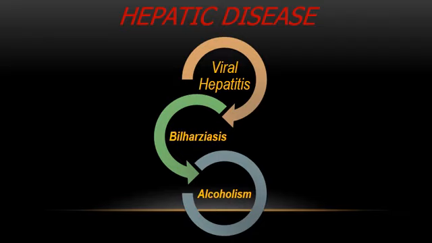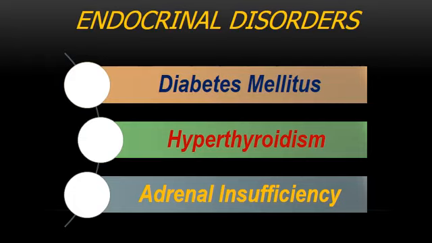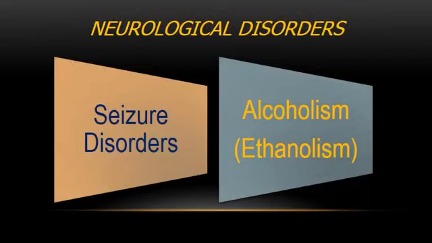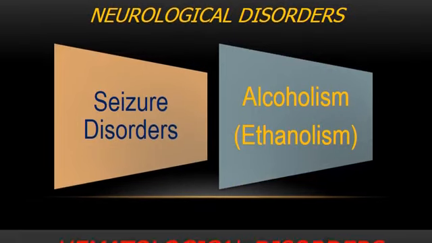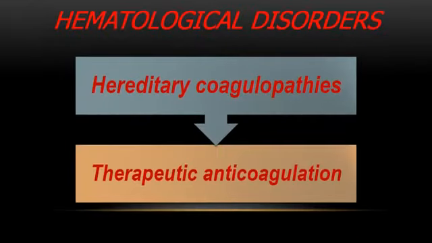The endocrinal disorders, we have, of course, the mighty diabetes mellitus and disorders of the thyroid gland, hyperthyroidism and hypothyroidism, and last but not the least, the adrenal insufficiency. When we come to the neurological disorders, we have two main entities: the seizure disorders, epilepsy, and the alcoholism. Under the hematological disorders, we have two main categories: hereditary coagulopathies, such as hemophilia, and therapeutic anticoagulation, the patients who are taking anticoagulants.